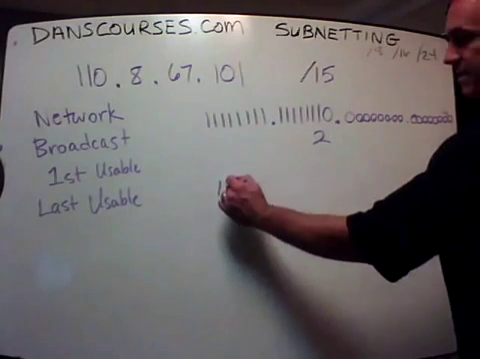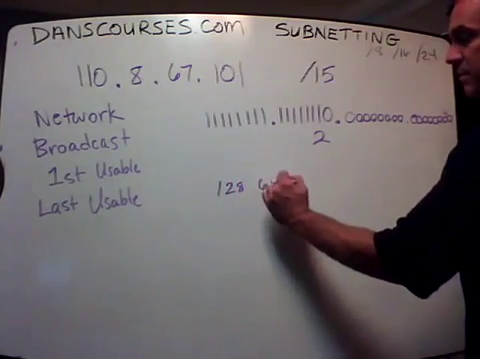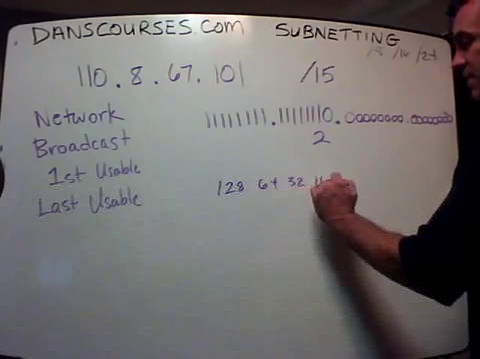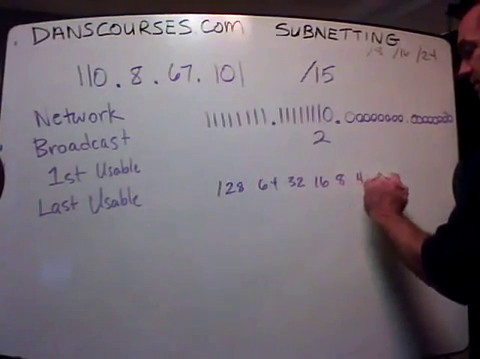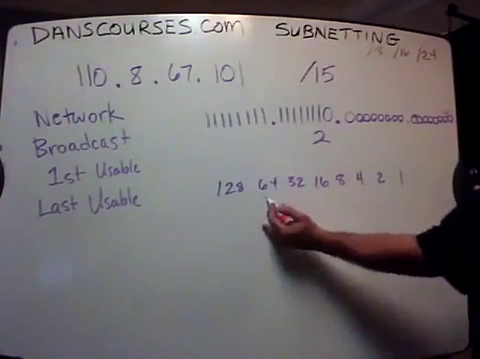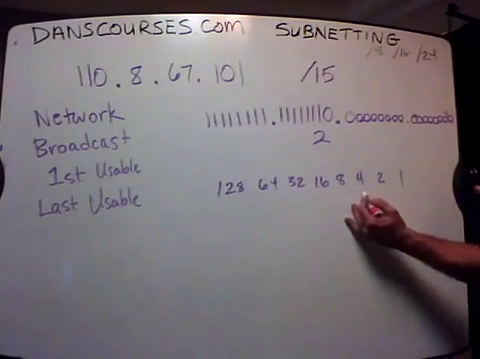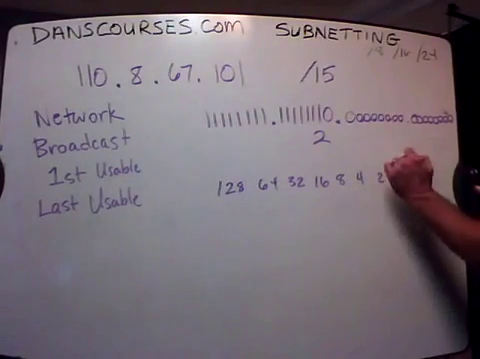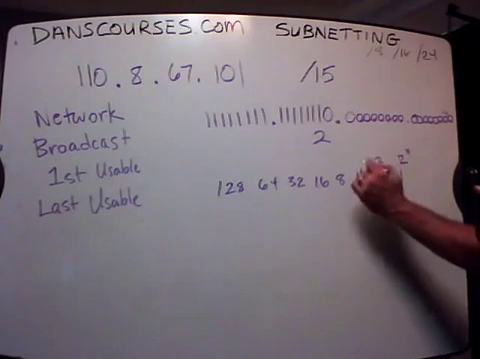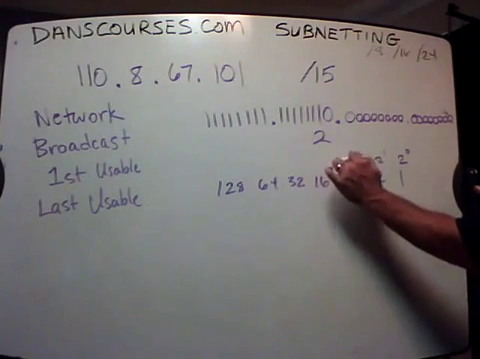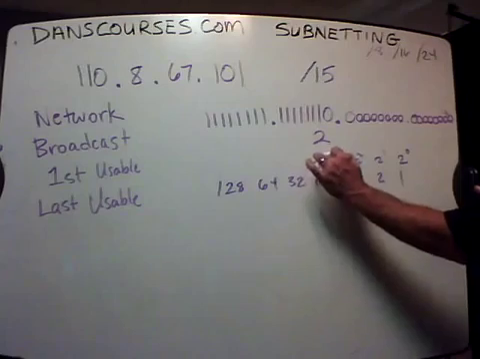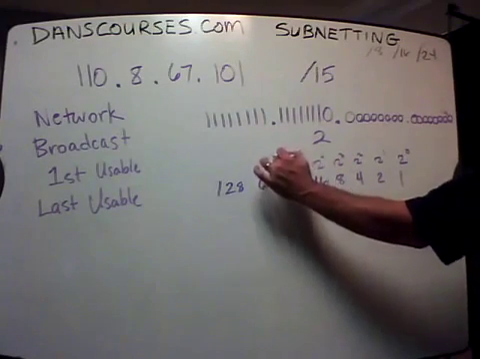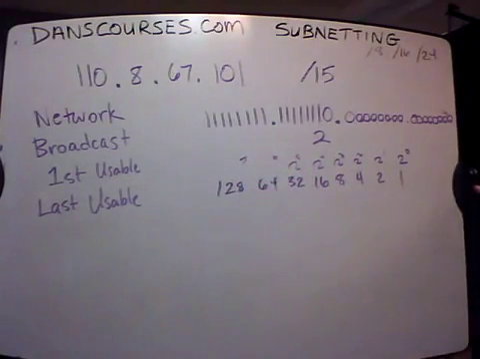Why? Because with 8 bits, the place values are as follows, once again: 128, 64, 32, 16, 8, 4, 2, 1. Because this is 2 to the 0, 2 to the 1's place, 2 to the 2's place, 2 to the 3rd power, 2 to the 4th, 5th, 6th, and 7th power, right?